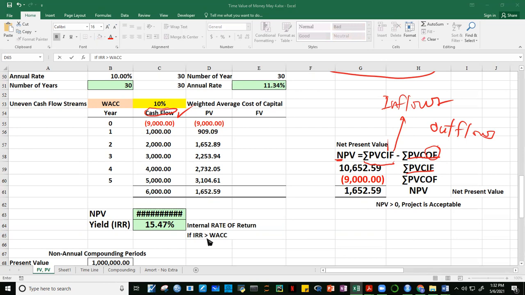Thank you for your answers, guys. You're correct. Kasi, ilan ba yung WACC? 10%, no? 10% si WACC. Si IRR, 15.47%. So, mas malaki si IRR kaysa kay WACC, then acceptable yung project.